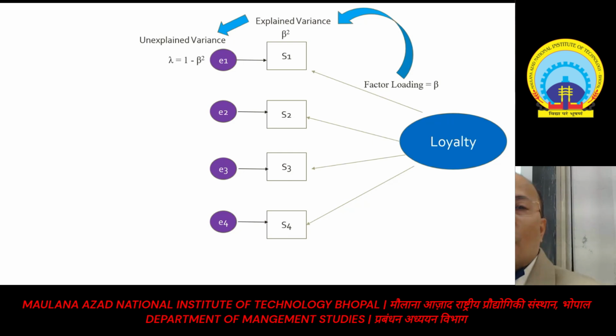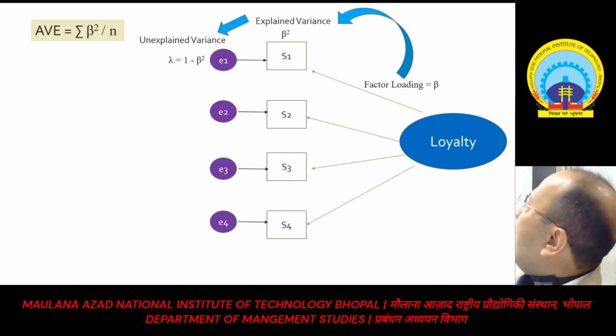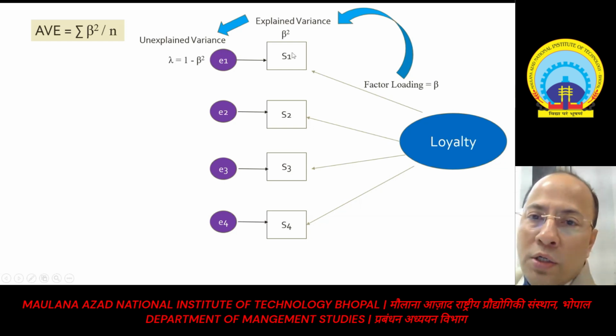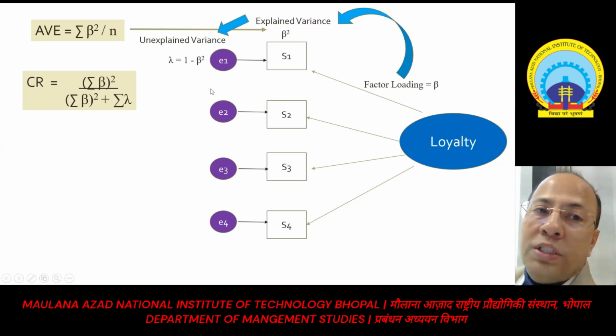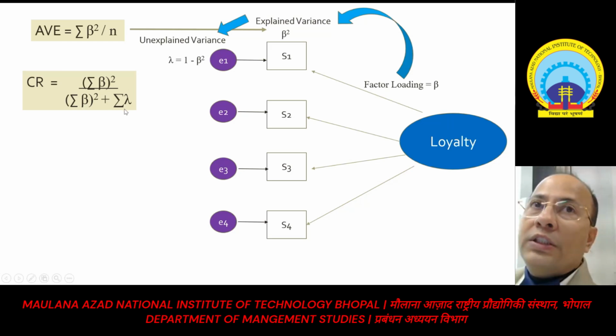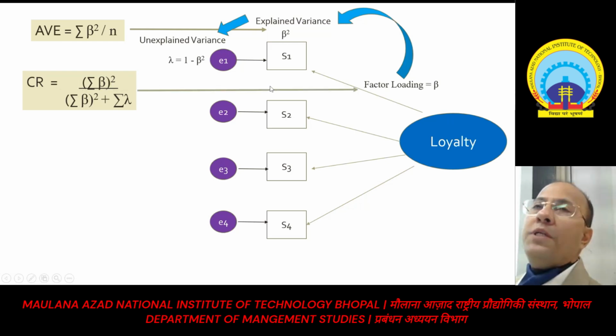Unexplained. Done. Now see, what is average variance extracted? Sigma beta square. 1, 2, this sigma beta square. Okay, what is composite reliability? Sigma beta square upon sigma beta square plus sigma lambda. Here you are not taking this beta square, here you are taking this beta.